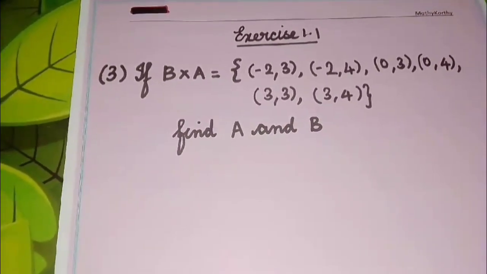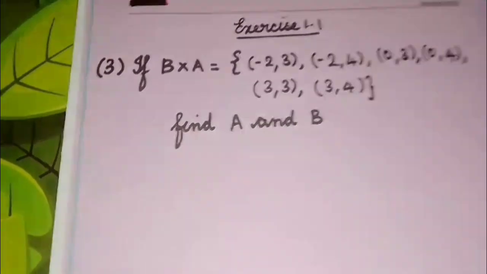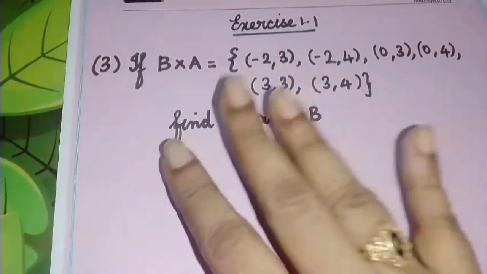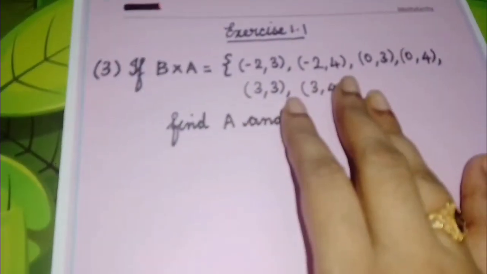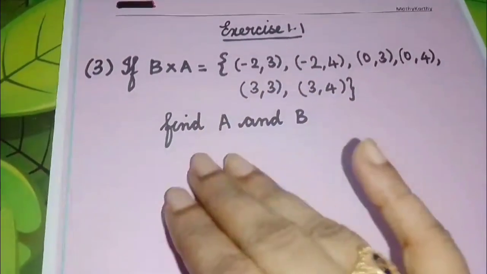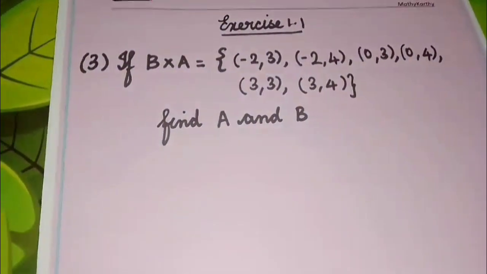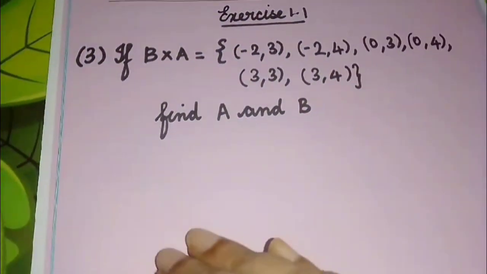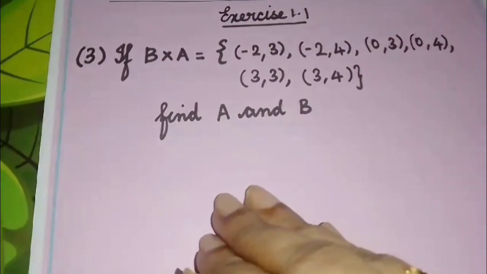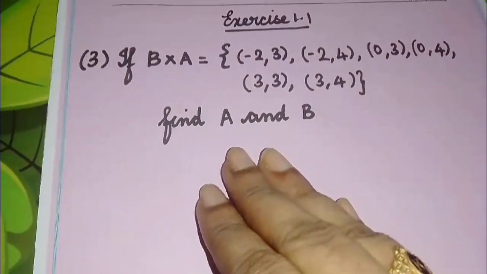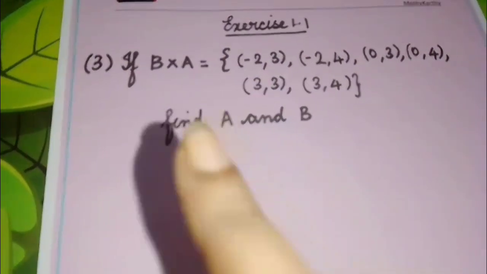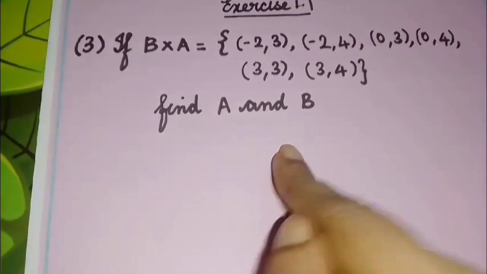This is our third problem of our exercise 1.1. Here the sum goes like this. If B cross A is equal to this set of all ordered pairs, find A and B. Usually we'll be given the set A and B and we'll be asked to find A cross B or B cross A. But this sum is quite interesting. It is the other way around. We are given the cross product and we are asked to find A and B.